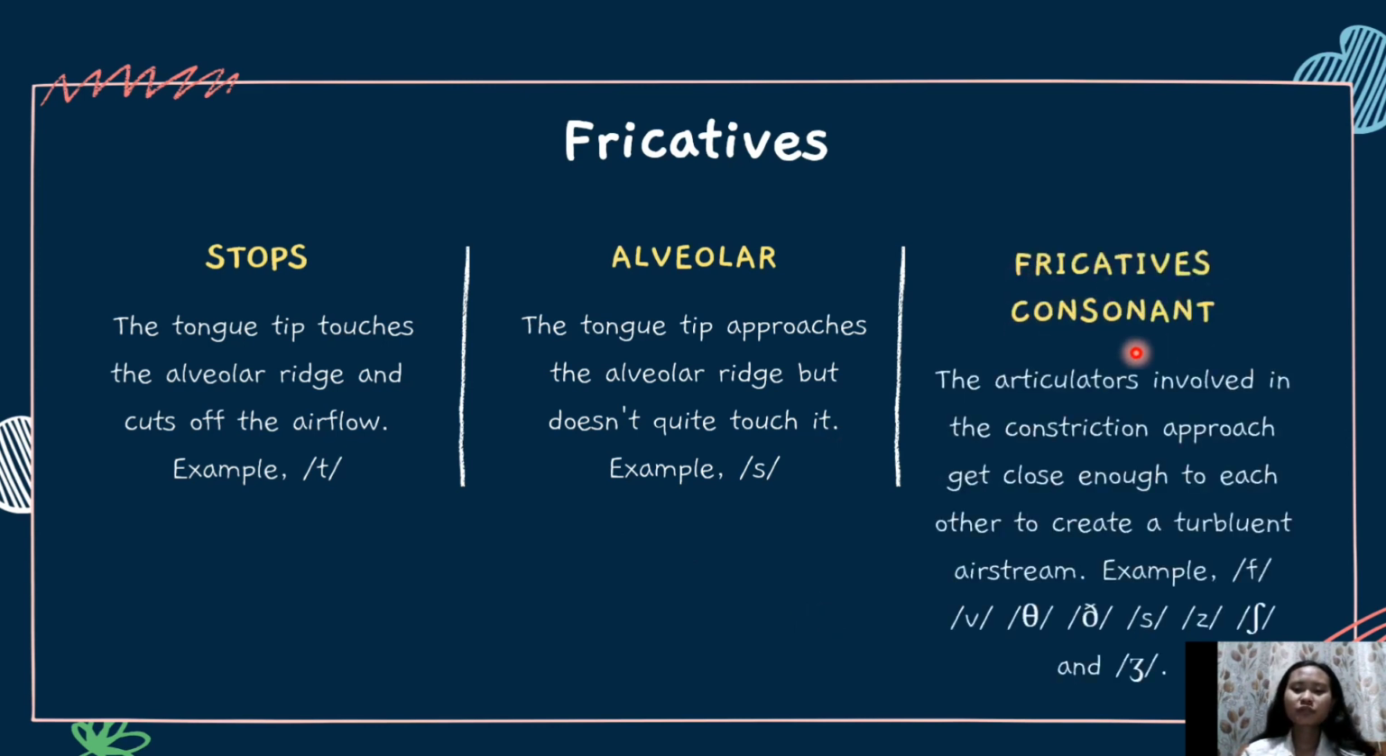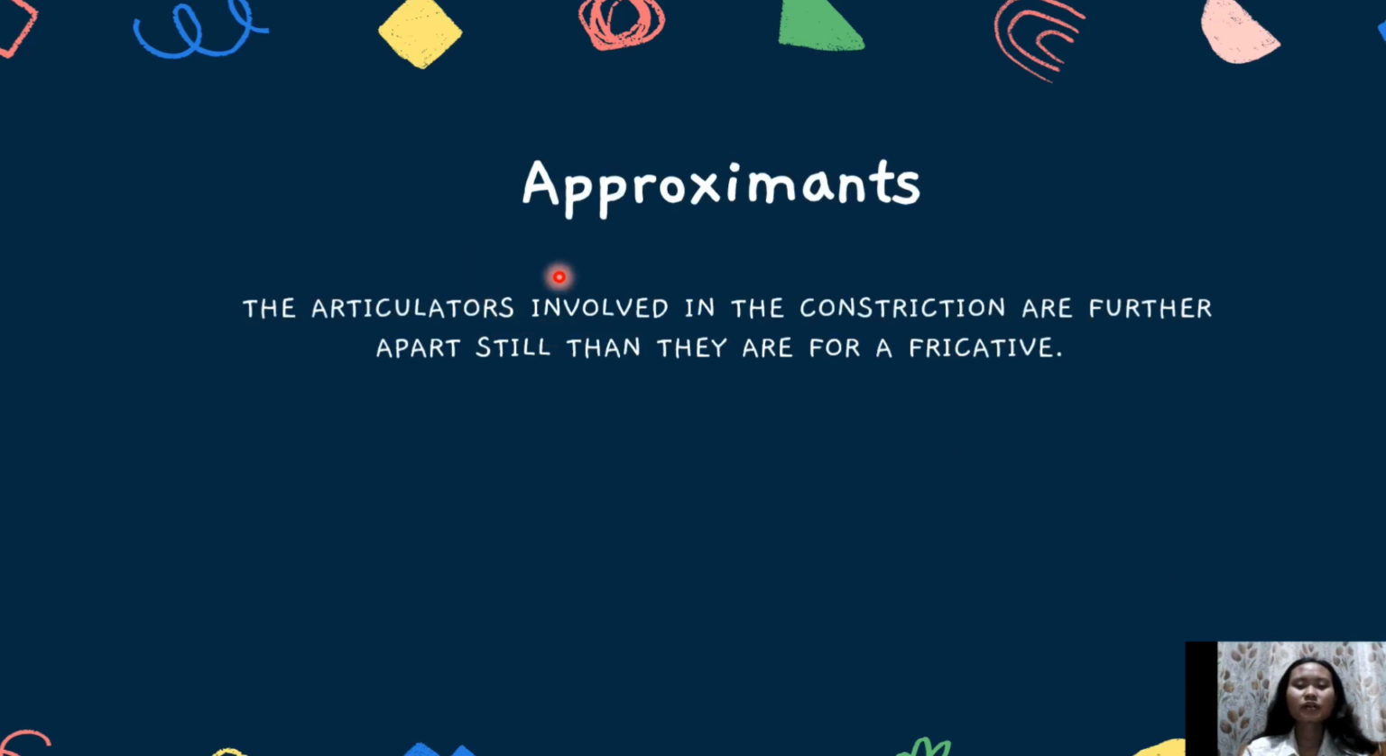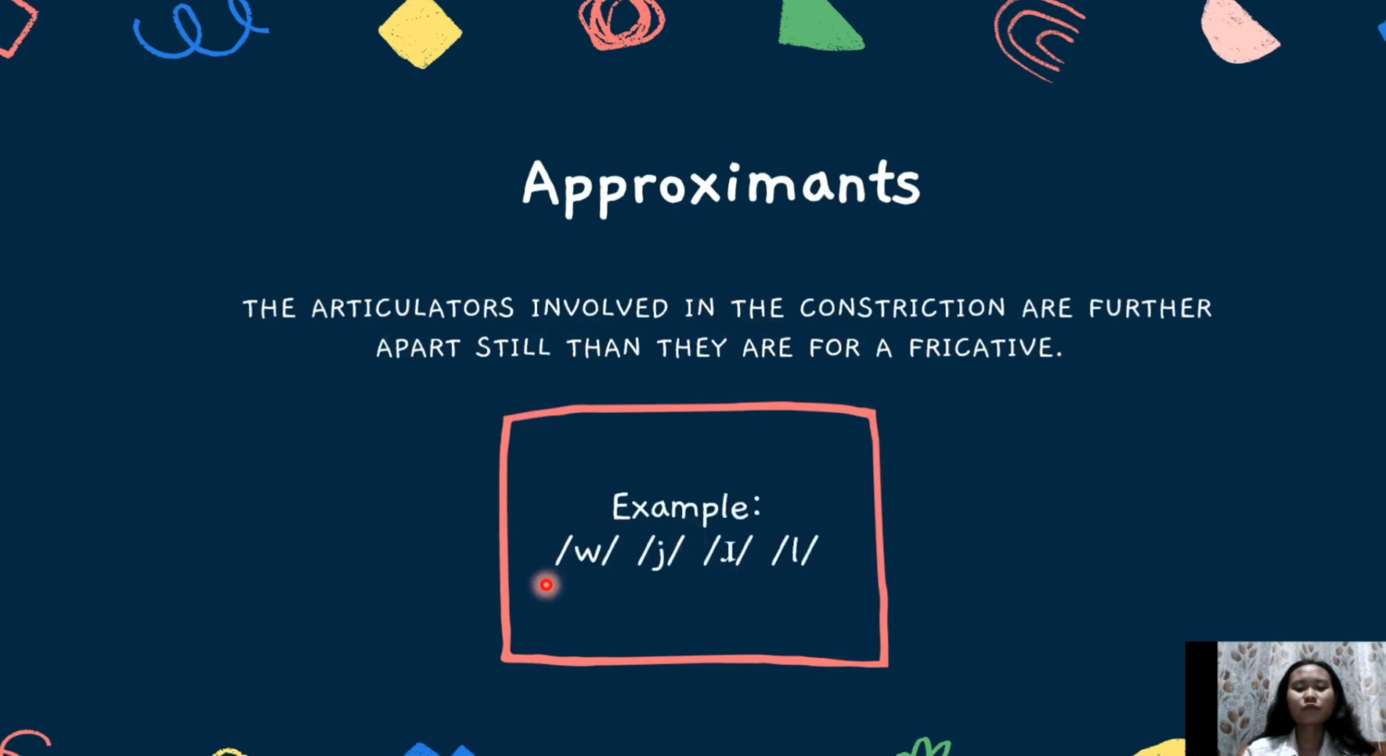In fricative consonants, the articulators involved in the constriction get close enough to each other to create a turbulent airstream. For example, f, v, th, th, sh, z, sh, and zh. The last is approximants. The articulators involved in the constriction are still further apart than they are for a fricative. For example, w, y, r, and l.